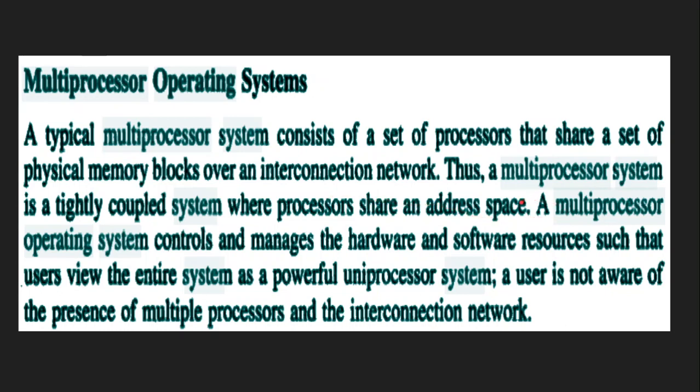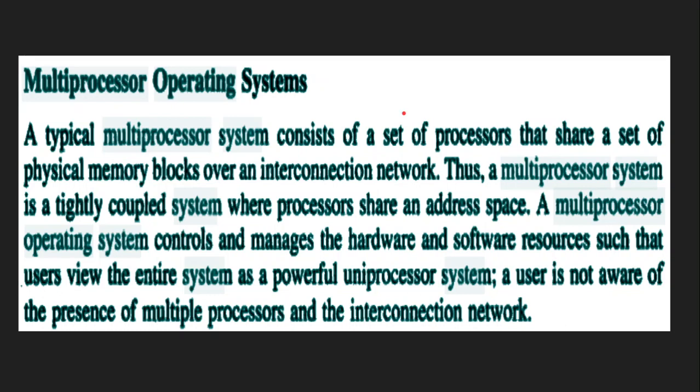Here a multiprocessor operating system controls and manages the hardware and the software so that the user sees it as an entire uniprocessor system, but the system has all the arrangements built in to make it a multiprocessor system. When there are multiprocessors, naturally there will be a speed up in the processes. How they are connected to each other is done by the interconnection networks. That is the definition of the multiprocessor systems. So naturally the multiprocessor operating system has to be implemented, and only it can handle the multiprocessor systems.